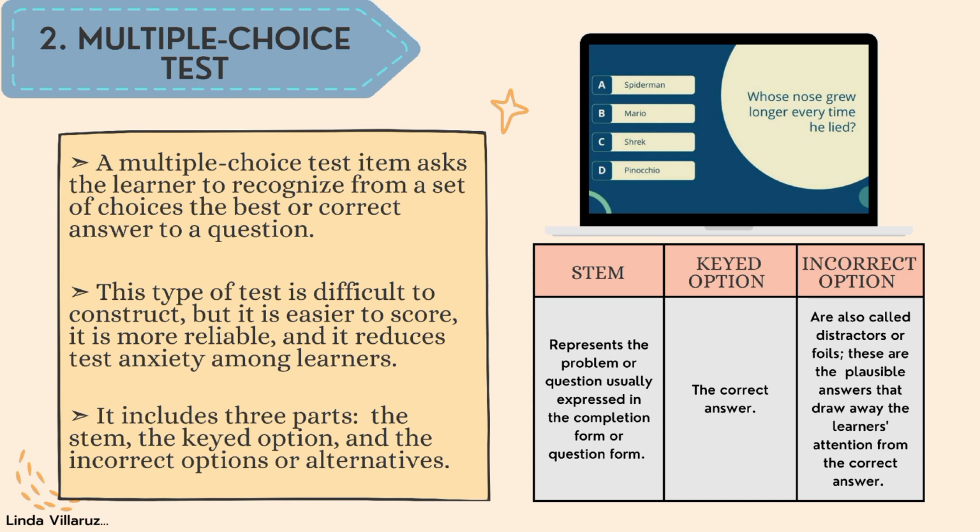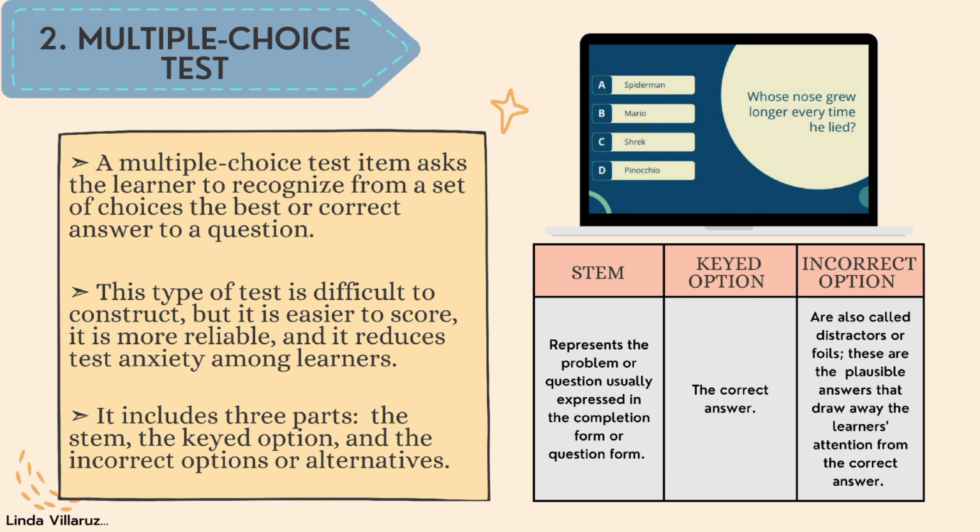So we have here the meaning of stem. It represents the problem or question, usually expressed in completion form or question form. The key option is the correct answer. Incorrect options are also called distractors or foils. These are the plausible answers that draw away the learner's attention from the correct answer.